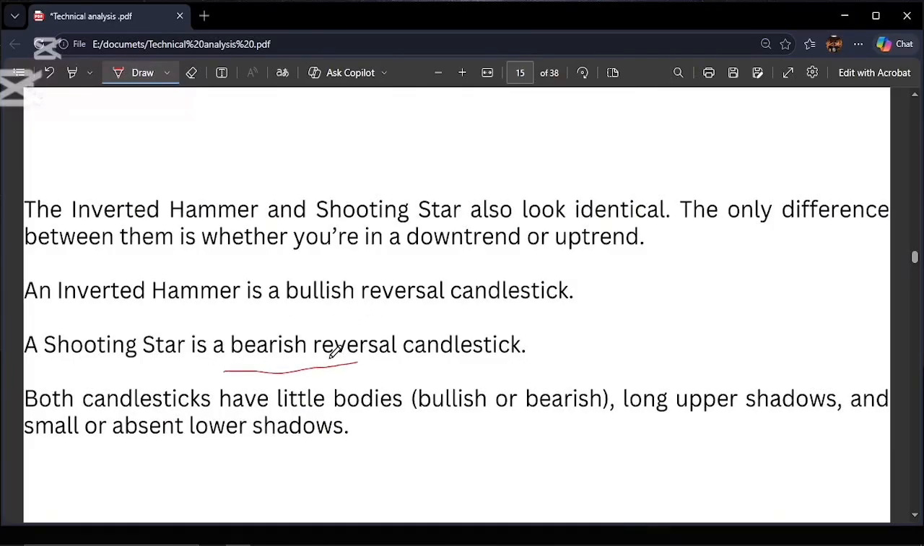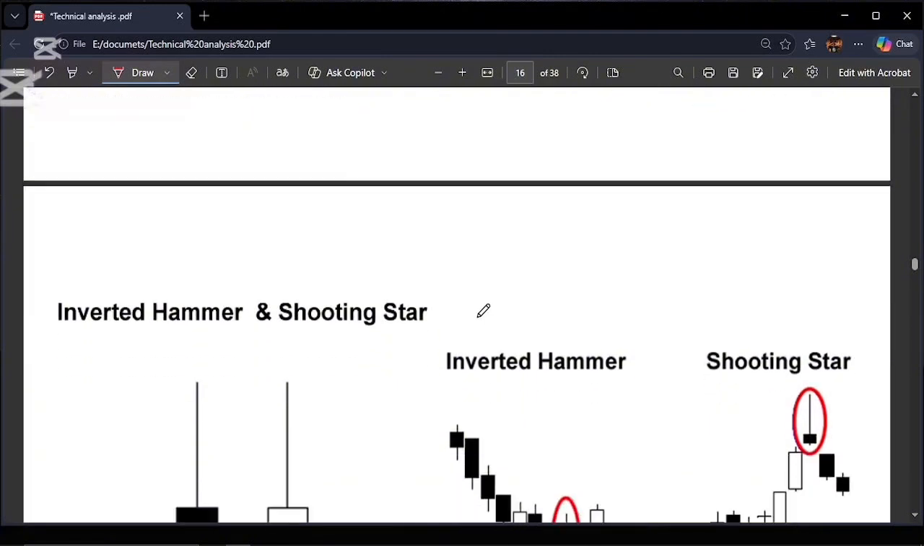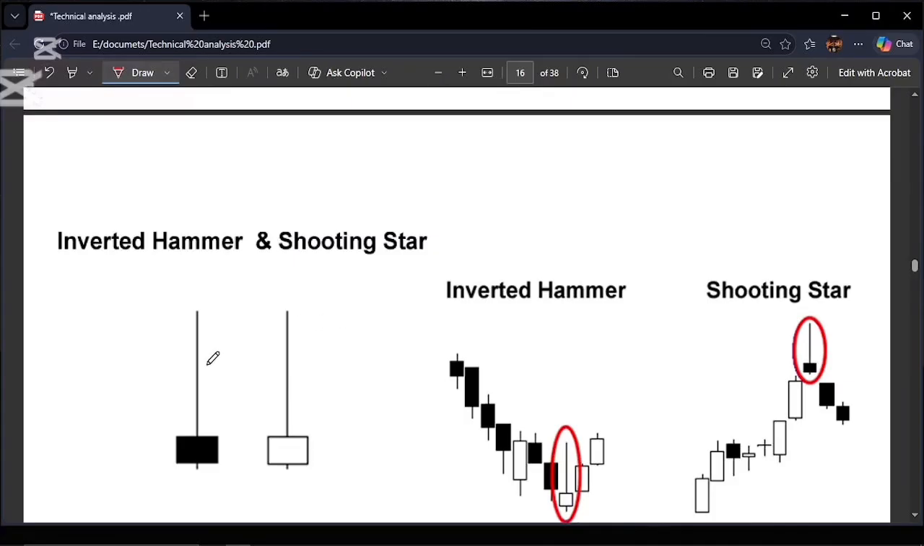We're gonna see how they look alike. Both candlesticks have little bodies, longer upper shadows, and small or absent lower shadows. We call them inverted because this is an inverted hammer. So you see, they look alike, like the hammer and the hanging man. The only difference is that these ones are inverted.